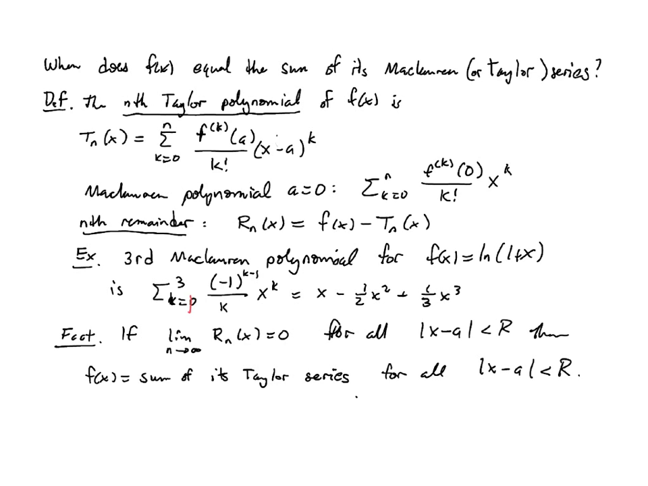So the upshot here is that if we want to understand when f is represented by its Taylor series, what we need to check is this limit as n goes to infinity, and that makes sense. And we have a particular tool for checking this limit that we'll see on the next page, and that is Taylor's inequality.